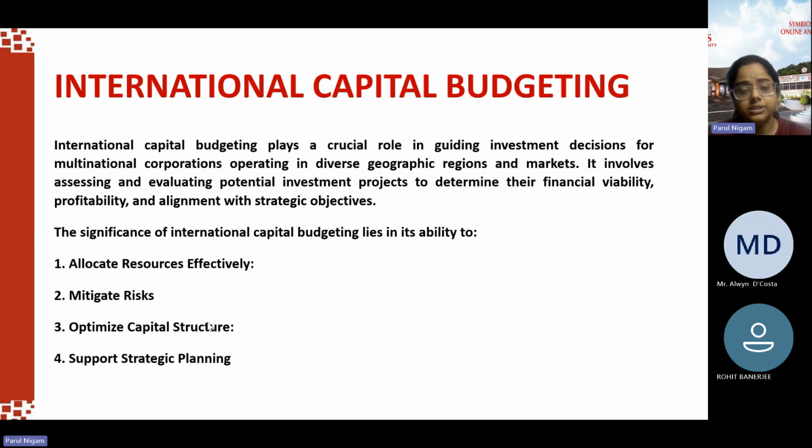Because these capital projects involve a lot of funds. They are not very low cost or something like that. They involve huge funds, so we have to carefully decide on each aspect of it. So capital budgeting plays an important role in international finance because it helps these multinational companies and investors make informed decisions regarding their long-term investments in foreign markets.